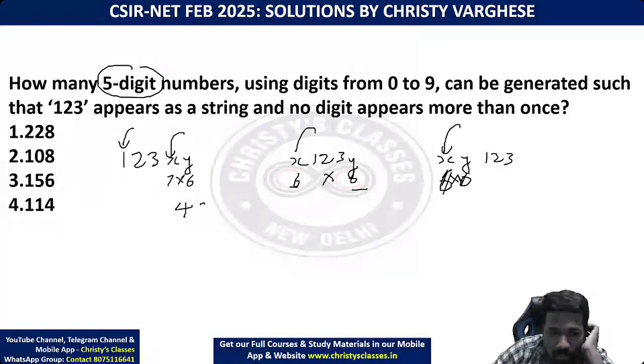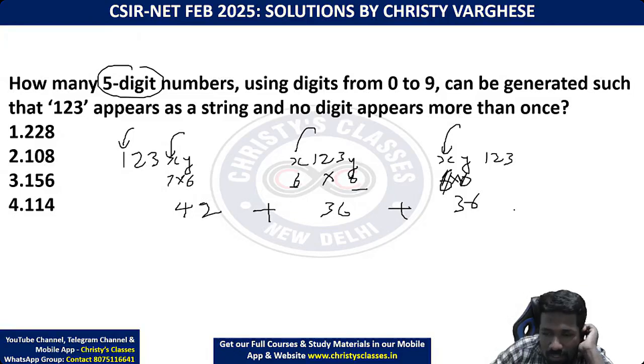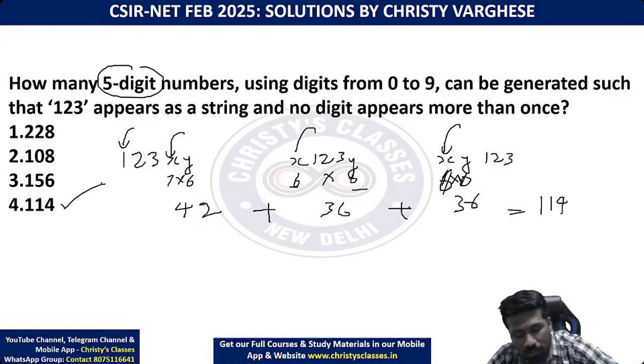So here 42, here 36, here 36. The total number is 42 plus 36 plus 36. That is 114. That is 114. Clear, all of you?